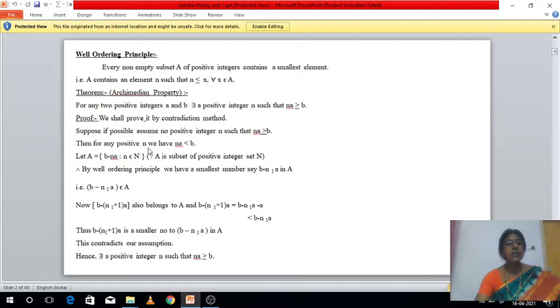Our assumption is that there is a positive integer n such that na is less than b. This is wrong. So what is the given statement? na greater than or equal to b is the right statement. So there exists a positive integer n such that na is greater than or equal to b. Once we see the theorem statement: for any two positive integers a and b, there exists a positive integer n such that na is greater than or equal to b.